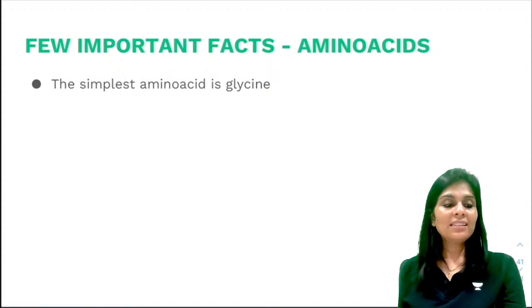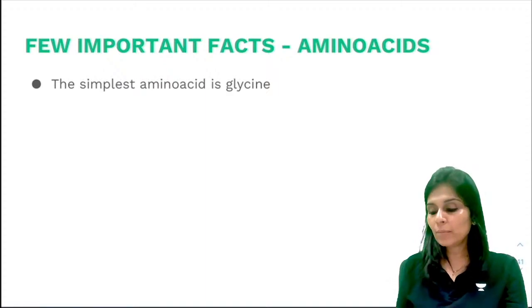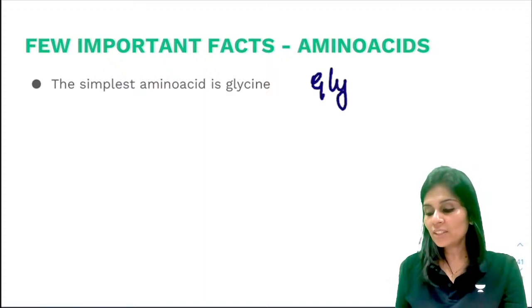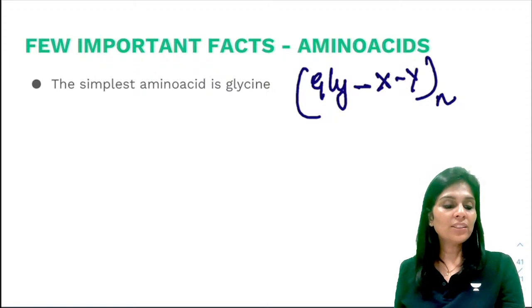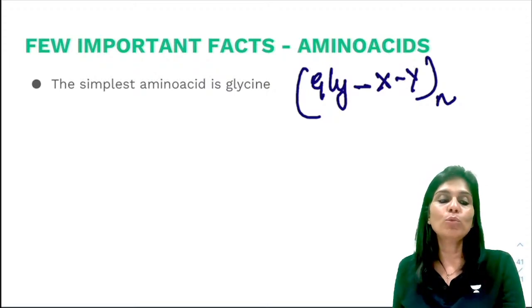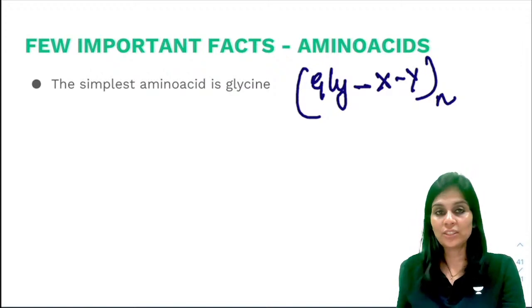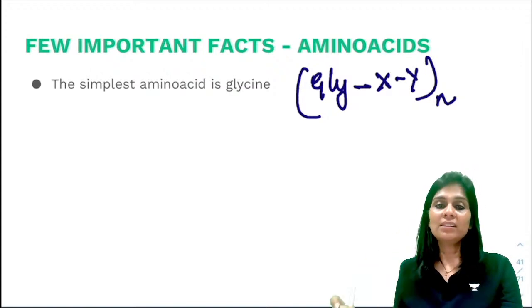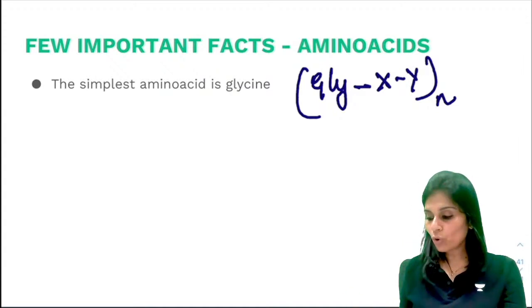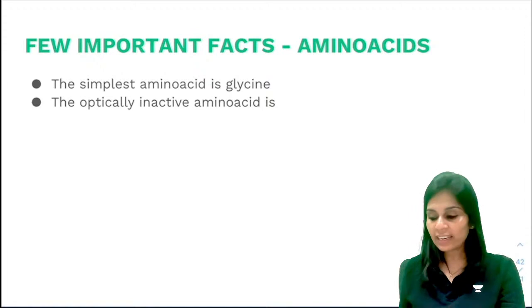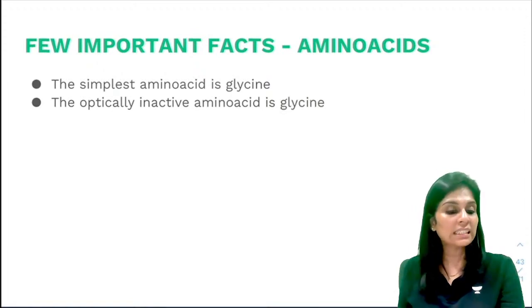Do you understand this? Glycine is the most abundant amino acid of collagen because collagen is made up of repetitive units of glycine-X-Y. Don't you know that? So glycine is the most abundant amino acid of collagen. So the simplest amino acid is glycine, and the amino acid which is optically inactive is also glycine.